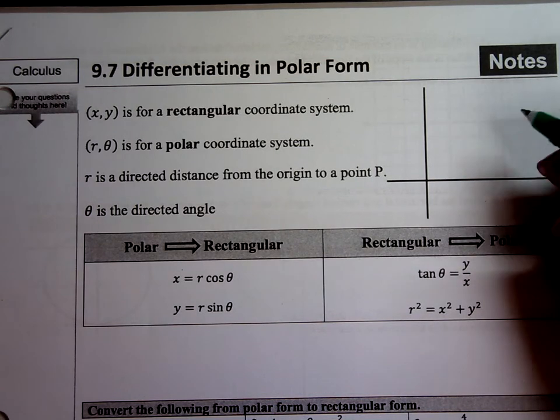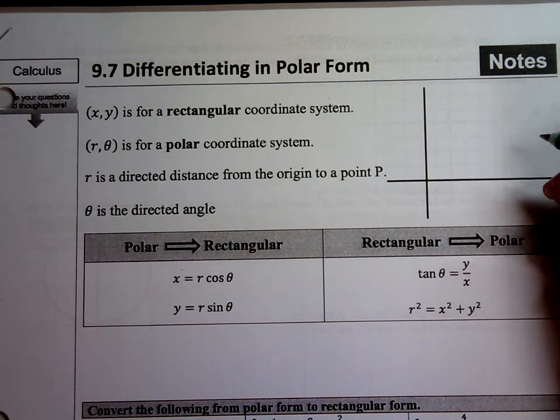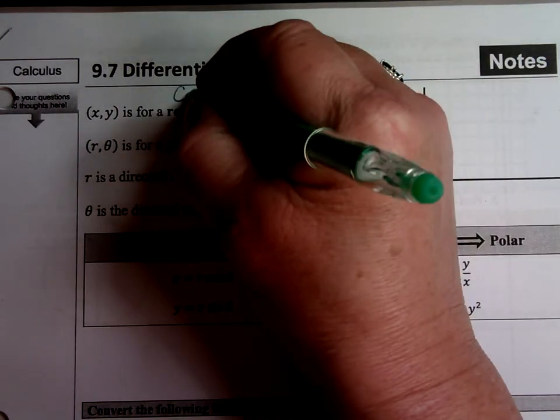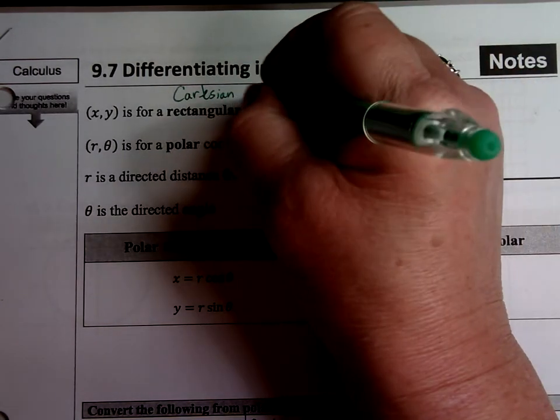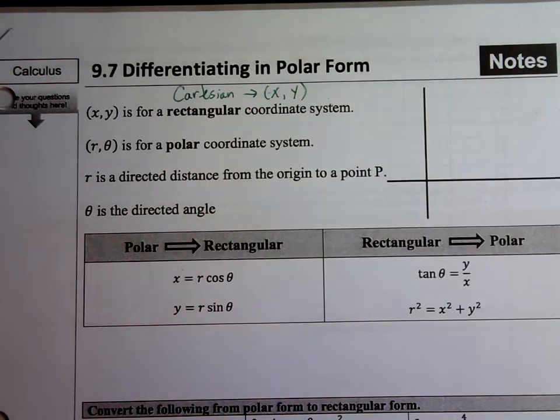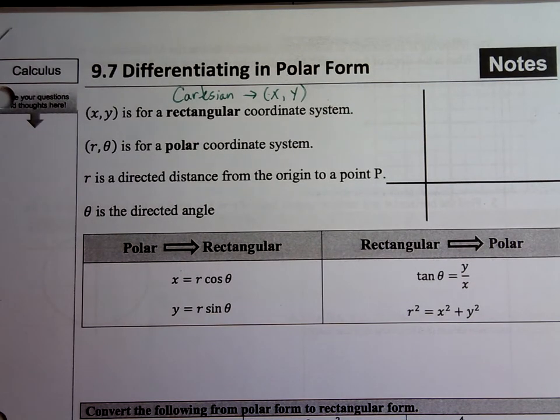So here we go. XY is for a rectangular coordinate system. Sometimes we call it the Cartesian plane. And all of our points have an x coordinate and a y coordinate. Back to regular old, we're not talking about vectors. We're talking about just regular old xy points. So a rectangular coordinate system. But in the polar system, it's r comma theta instead of x comma y. R is a directed distance from the origin to a point P, and theta is the directed angle.